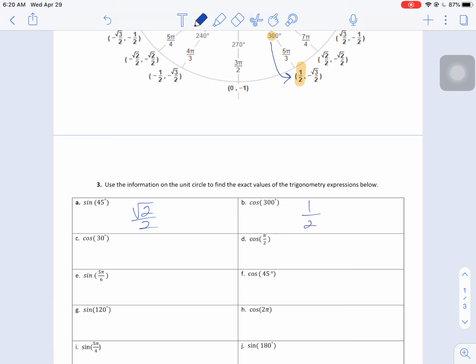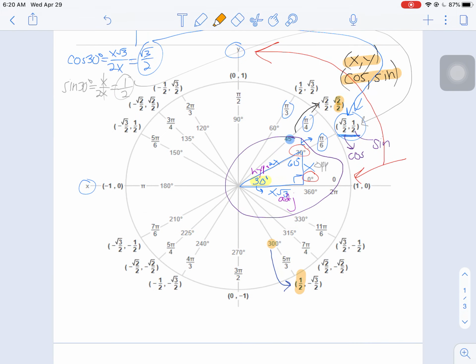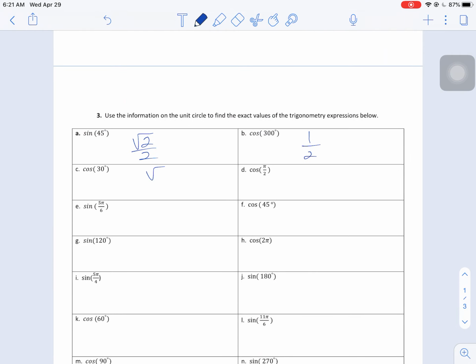Let's do a couple more. So looking at letter C, they want cosine of 30 degrees. So find 30 degrees on the unit circle. So right here, cosine is the x coordinate of the numbers out on the outside of the unit circle. Cosine is always the x coordinate. Remember, it goes in alphabetical order. X is cosine, y is sine. So you just jot down root 3 over 2. For part D, it says cosine pi over 2.